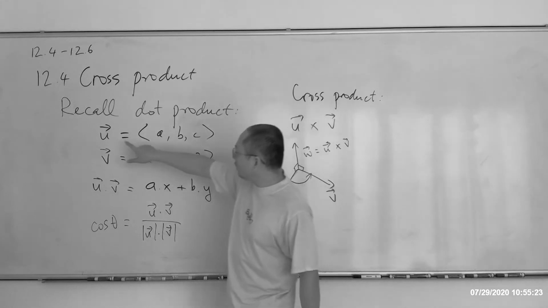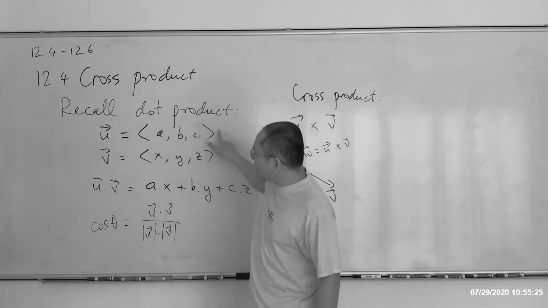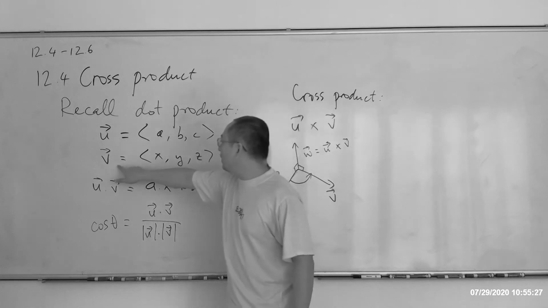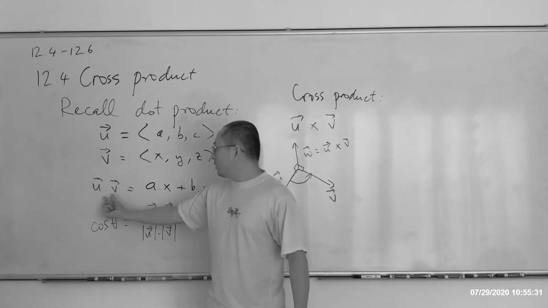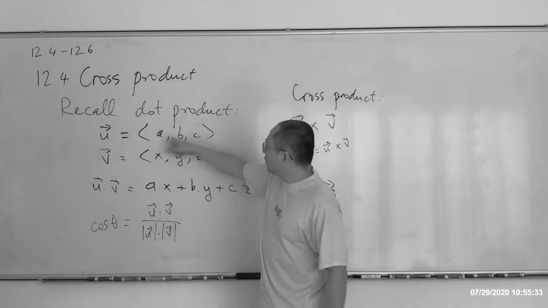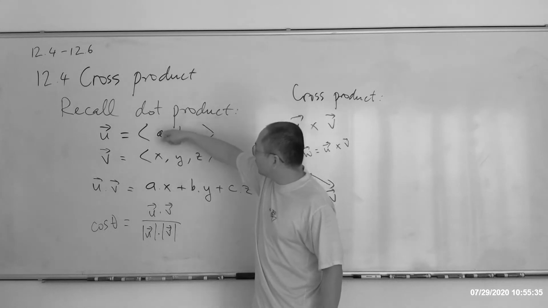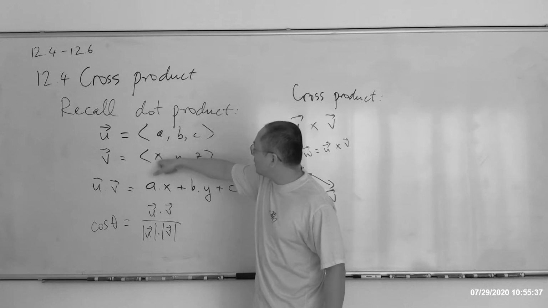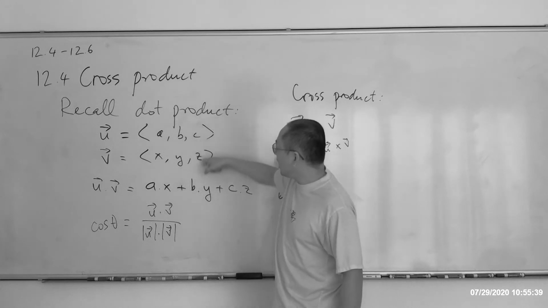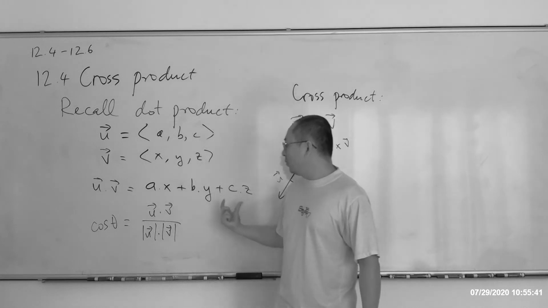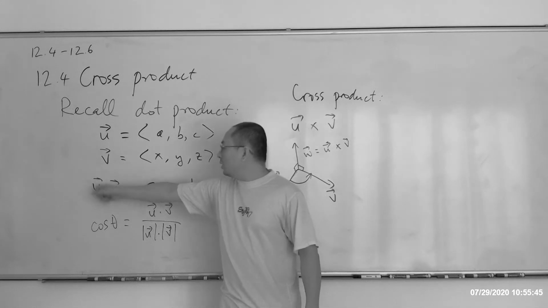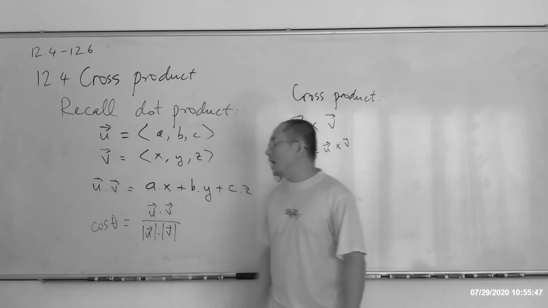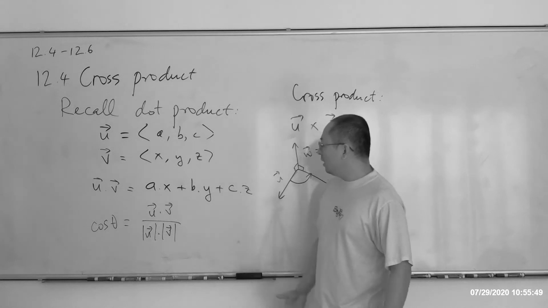Say we have two vectors. U is A, B, C, three components, right? And then V is X, Y, Z. So we dot the two vectors, U dot V. We multiply those components, so A times X, B times Y, and C times Z, then we add them up. We end up with a number, okay? In here, order doesn't matter. You can take U dot V or V dot U, you're gonna have the same value, which is a number.